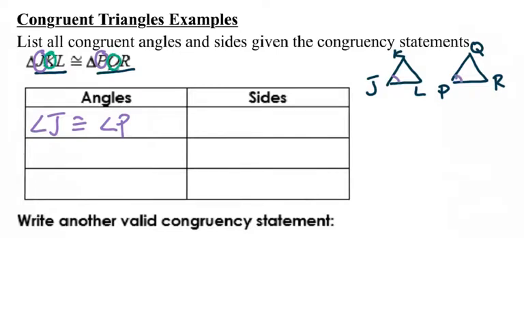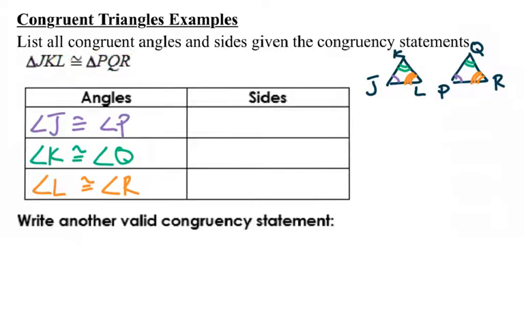K and Q are the second letters. So angle K is congruent to angle Q. And I'm going to use two arcs to differentiate it from the first pair I drew. And then L and R are the last letters. And I'm going to use three arcs to differentiate it from all the other ones. So those are my pairs of angles.